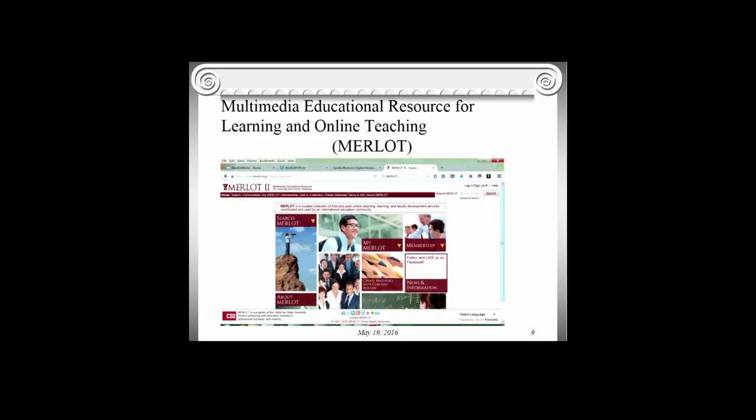Merlot, in this case, is not a wine. It stands for Multimedia Educational Resource for Learning and Online Teaching. The goal is to provide efficient access to education materials. Merlot does not host materials on this site. It provides links to the sites that host the material. There is no external peer review. There are two internal reviewers who are academic professionals. They assess the submissions and then put them up there.